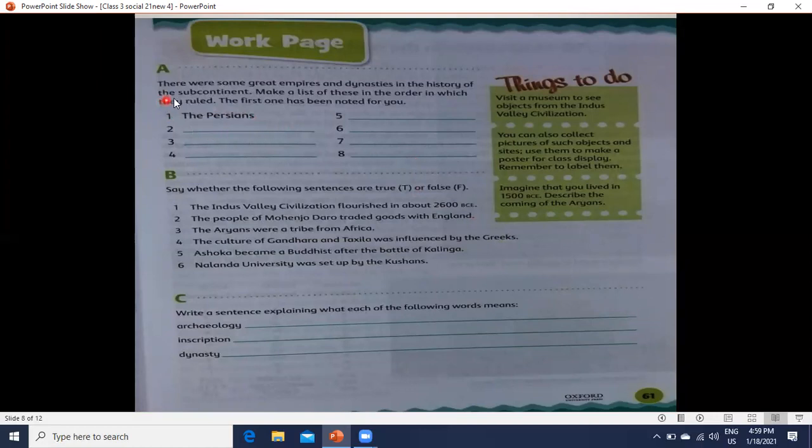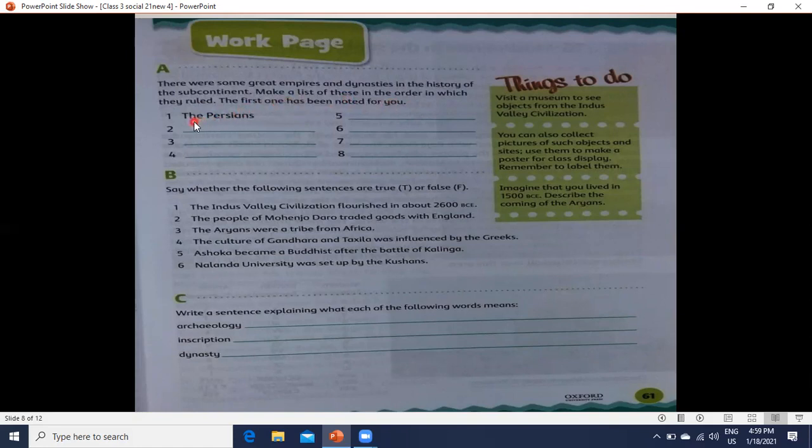There is a question. There were some great empires and dynasties in the history of the subcontinent. Dynasties mean who make the kingdom there, who was the first ruler, and then other one. Make a list of these in the order in which they ruled. The first one has been noted for you.